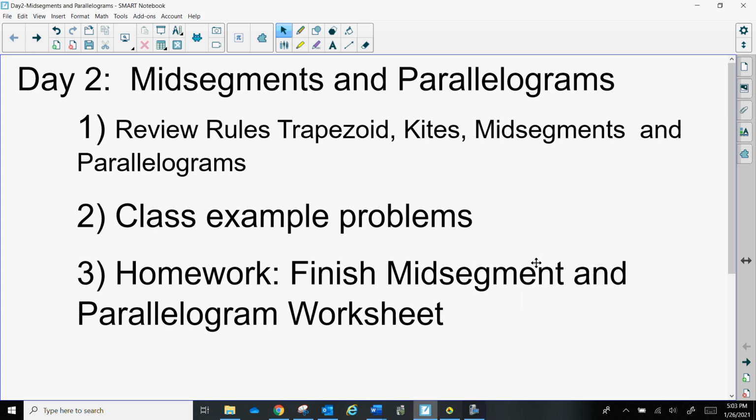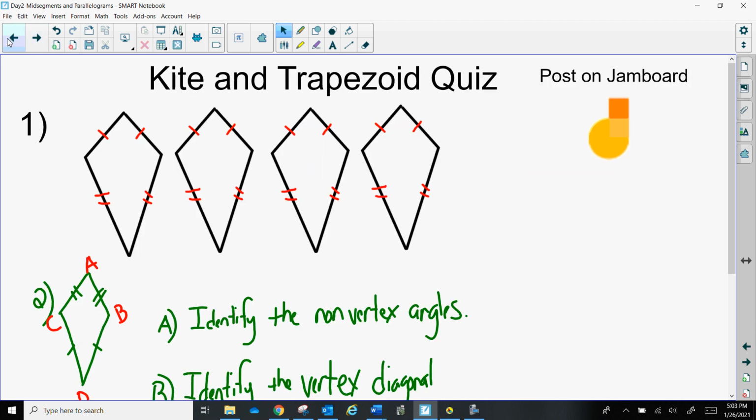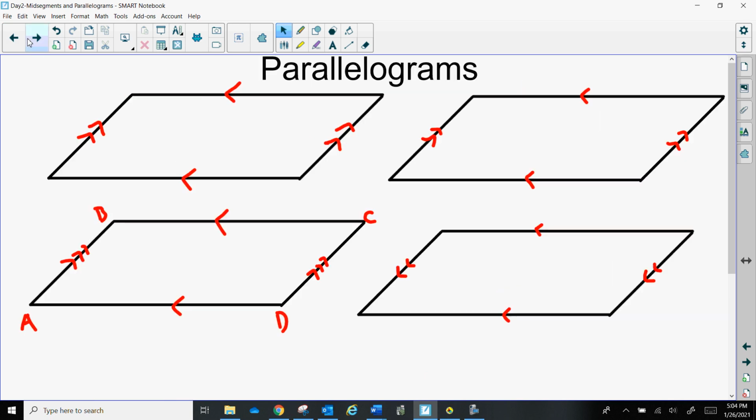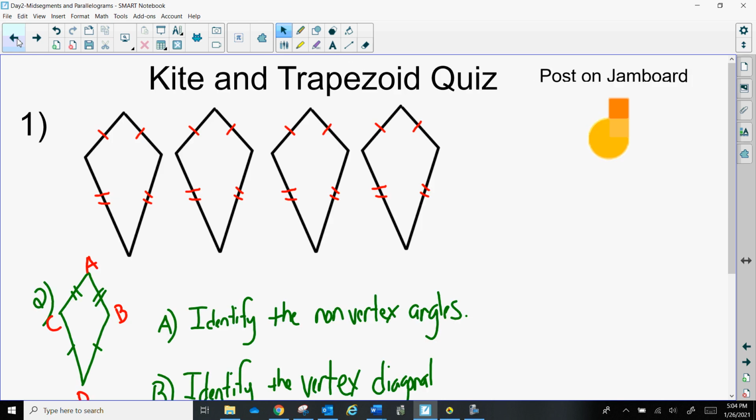All right, today I am going to talk to you about a couple more conjectures. We have learned the rules of kites and trapezoids, and today we're going to learn about parallelogram rules and mid-segment rules. A quick review here with you on our kites and trapezoids.